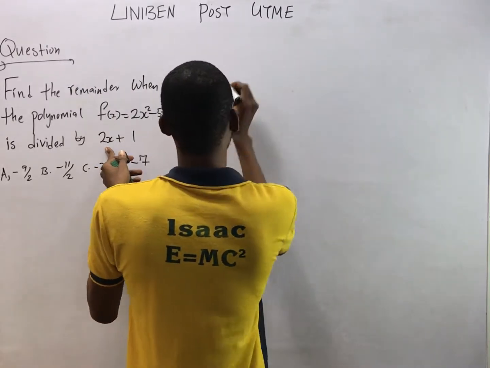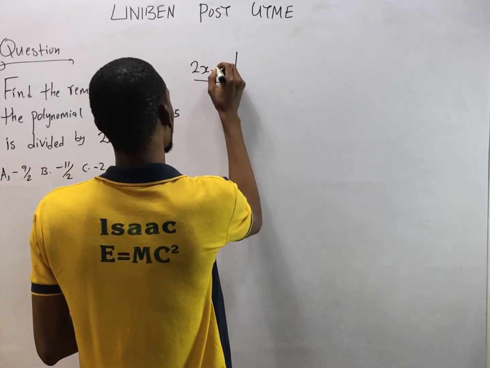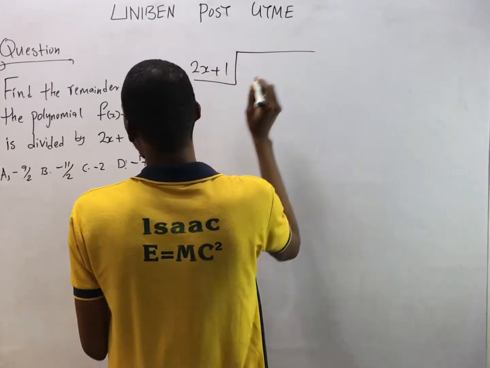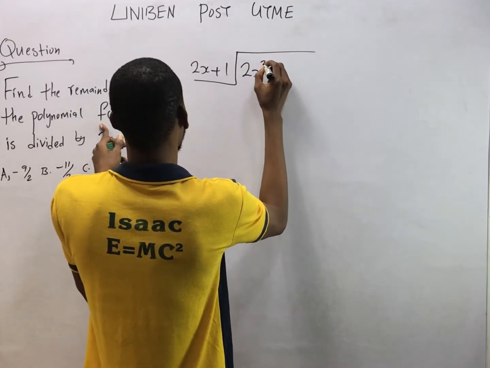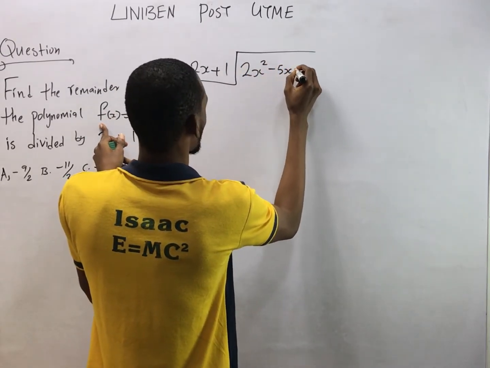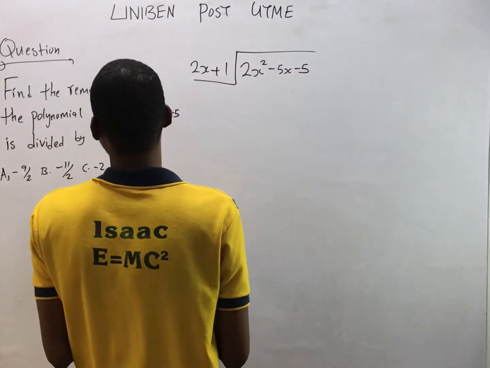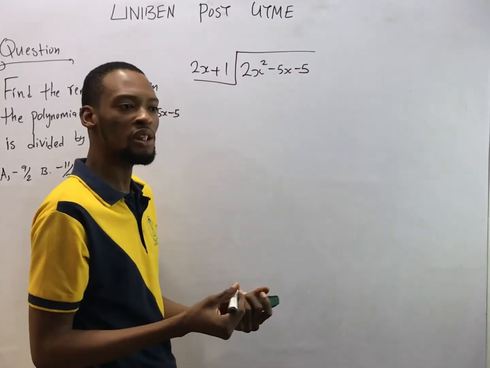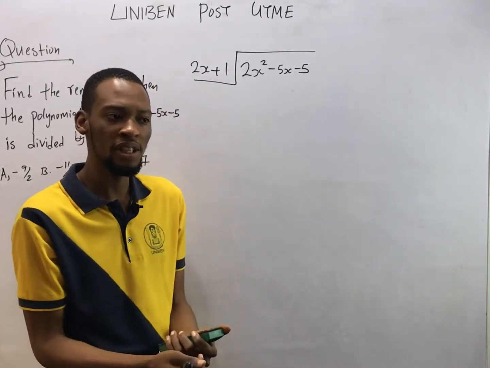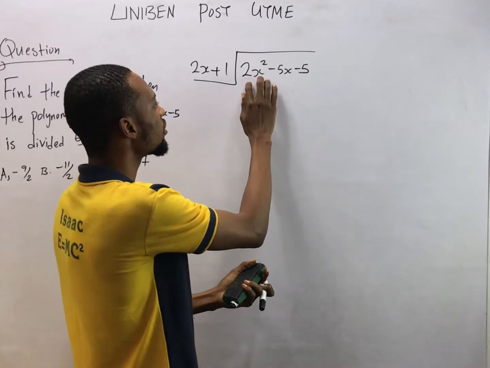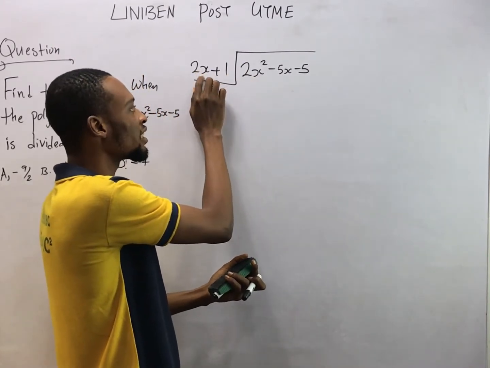This is your divisor. It will be here. It's what we are using to divide. Then the polynomial will be inside here. It's 5. Then we solve for the remainder. Now, to divide polynomials, you look for the variable with the highest power here and the variable with the highest power here.